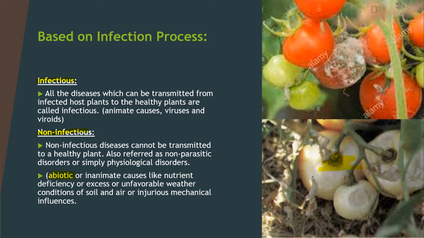On the other hand, infectious diseases are such diseases which can be transferred from one plant to another plant. Why? Because the pathogen which is causing this disease can spread from one plant to another plant, like viruses and viroids, fungi, bacteria. They can be spread from one plant to another plant and they can lead to infection.